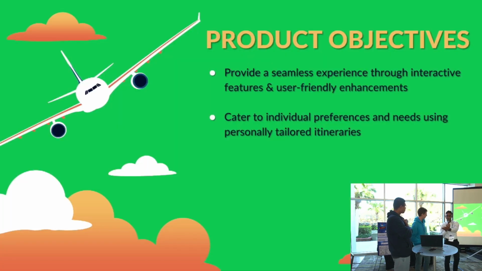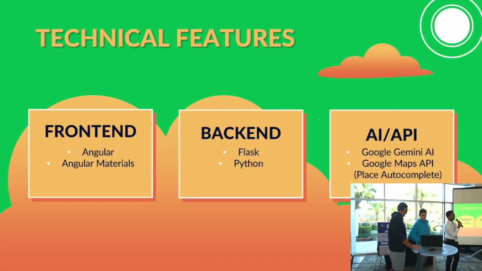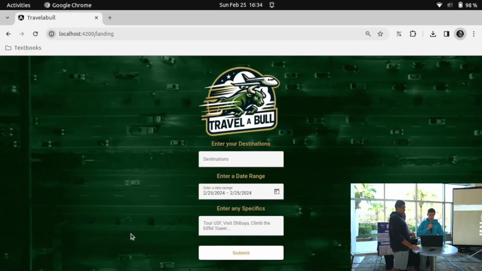For our product objectives, we are looking to provide a seamless experience through interactive features and user-friendly enhancements, and we are trying to cater to individual preferences. The tech stack that we used was Angular on the front end and Flask on the back end. We also used the Google API to get all of our data. And here is a demo of our application.